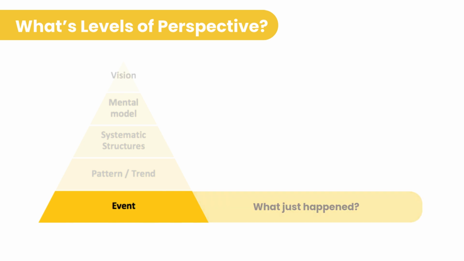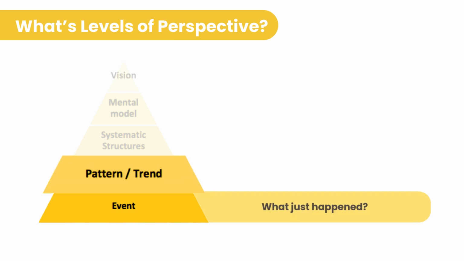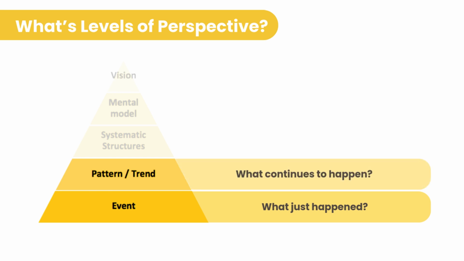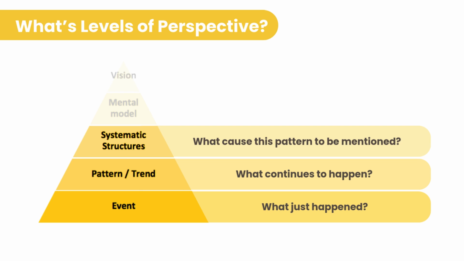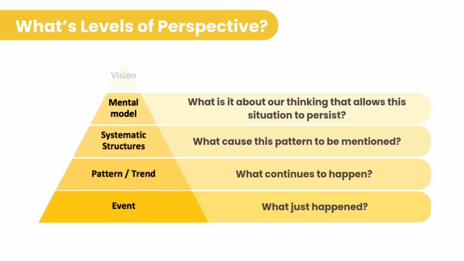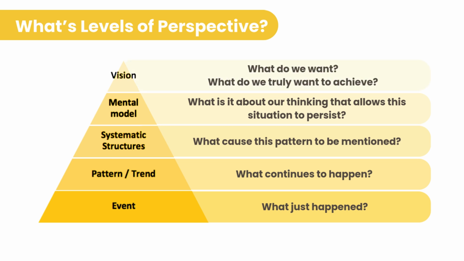First, events. What just happened? Second, patterns. What continues to happen? Third, systems. What causes this pattern to be maintained? Fourth, mental models. What is it about our thinking that allows this situation to persist? And lastly, vision. What do we want? What do we truly want to achieve? So, levels of perspective is about looking at the whole iceberg, not just the tip. It's about understanding the deeper levels to solve problems effectively.